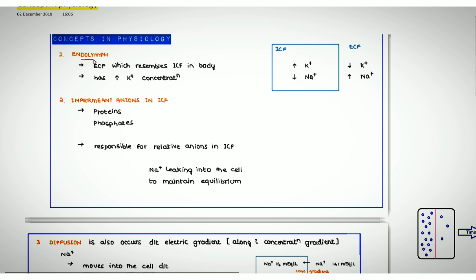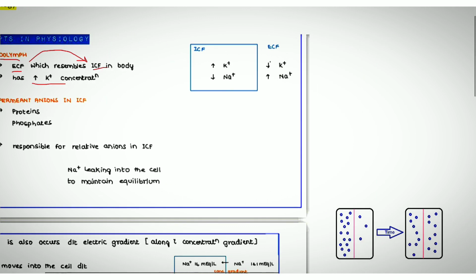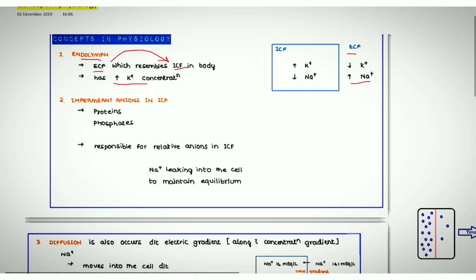What is endolymph? Endolymph is nothing but ECF, extracellular fluid, which resembles ICF. That means this endolymph has properties similar to ICF in the body. It has a higher potassium concentration. As we know, in the ECF we have a higher sodium concentration, but this endolymph resembles ICF, with the highest potassium concentration. So what is endolymph? It is ECF, it resembles ICF, and it has a high potassium concentration.